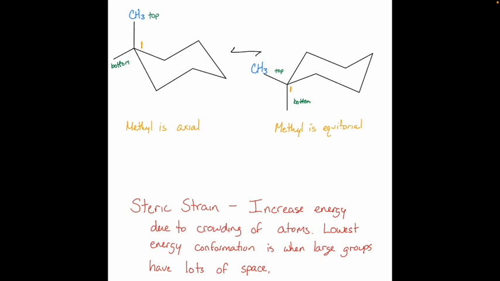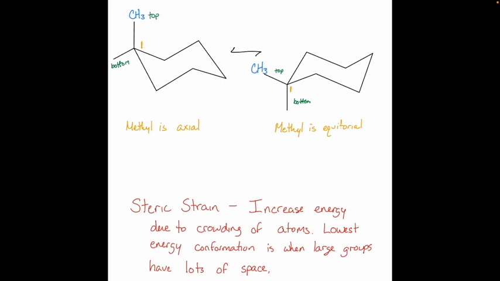All right, so let's just look. Here is my molecule on the left with my methyl group in the axial position. Here's my molecule on the right with that methyl group in the equatorial position. Which one do we think is going to be more stable? Where does the methyl group have more room? In the equatorial position or the axial position?